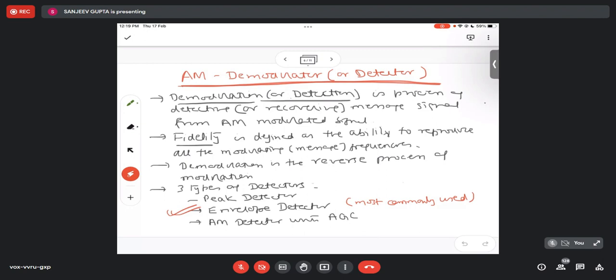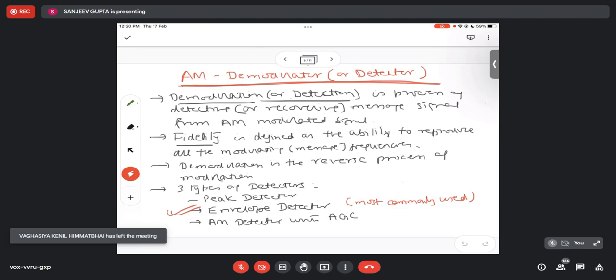Okay, it should not happen that one of the frequencies is not recovered, like for the tabla. Then the whole sense of the orchestra will not be there, and you are missing something. So fidelity is your ability to recover all the frequencies, whether there is only one message frequency or many. So we say hi-fi, Wi-Fi, wireless fidelity, high frequency fidelity. Those are the common words we normally use, as I told you earlier.